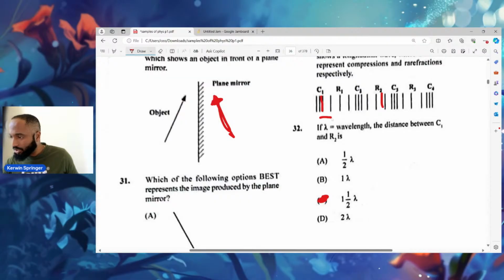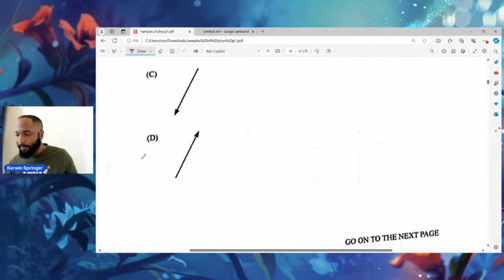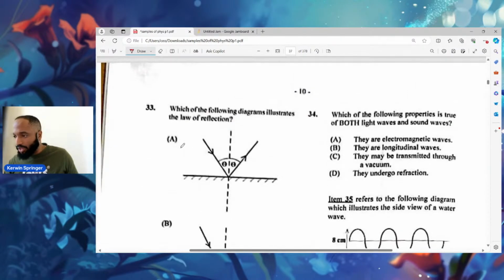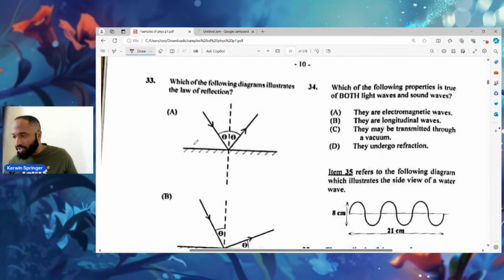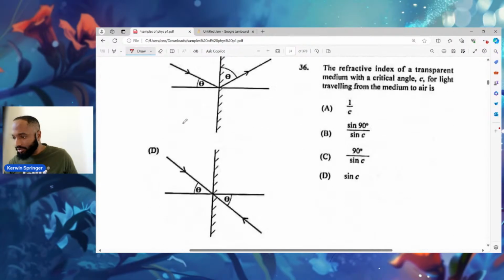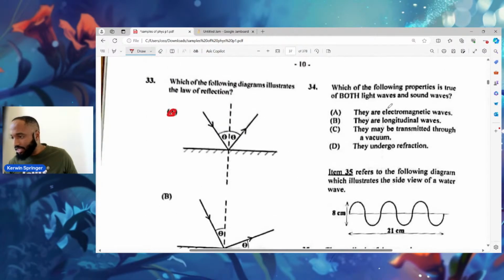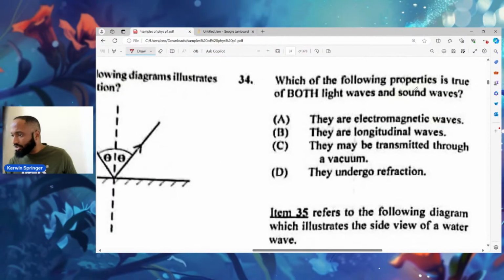So it came up to the top, it went down to the bottom, it came up to the top, and on its way down to the bottom. So this is a whole wavelength here, and this is half. It didn't reach back up to the top yet. So 1.5. Which of the following diagrams illustrate the laws of reflection? A, looking good. A is the answer.